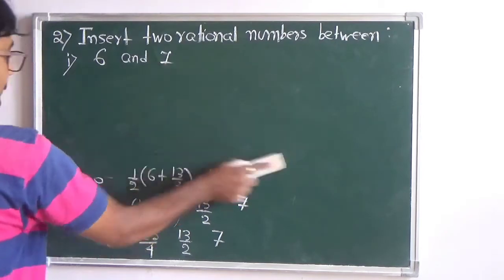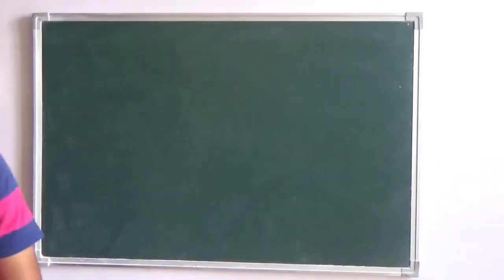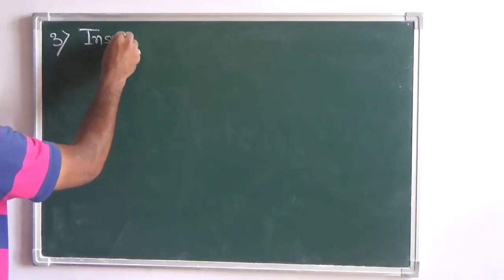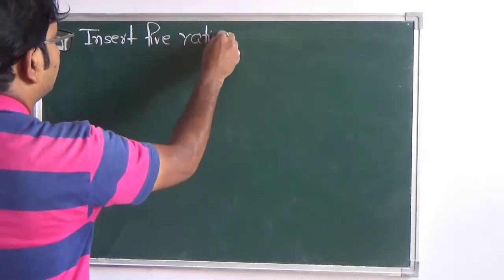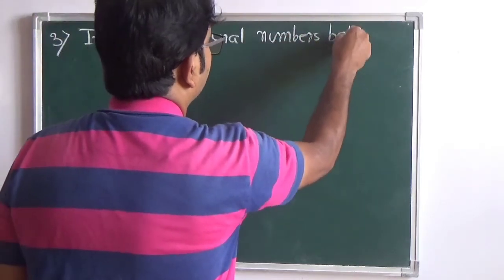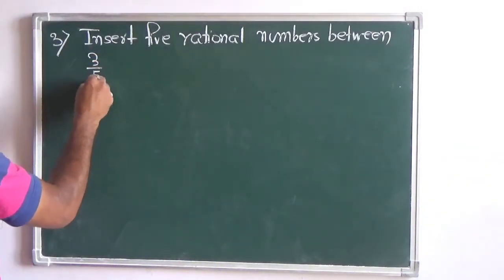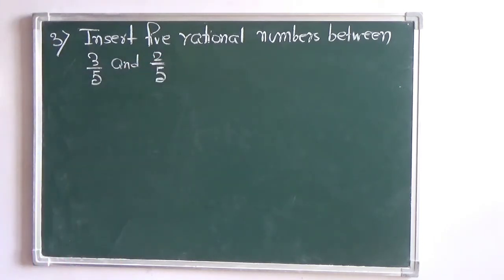So now we try to solve by using the same denominator method. For example, question number 3: insert 5 rational numbers between 3 by 5 and 2 by 5.